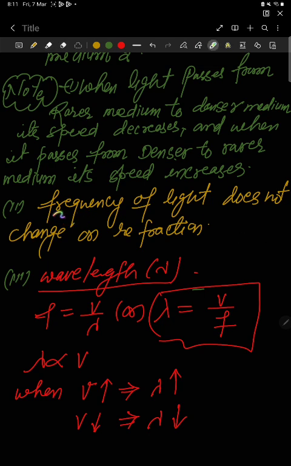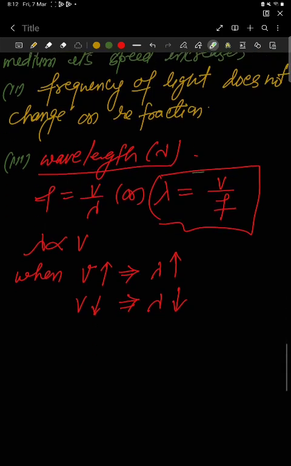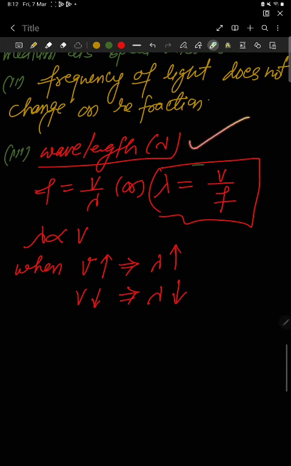Now second point is what? Frequency of light does not change on refraction. Okay, so frequency of light is not going to change whenever there is refraction. Means frequency remains the same whether it passes from air to water or water to air or air to glass. Okay, its frequency will remain the same. Then third one is what?